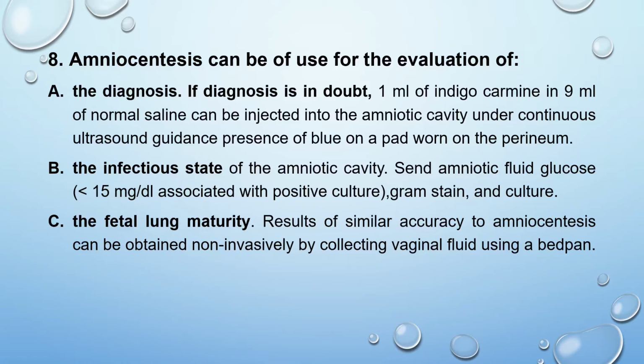Also, amniocentesis can be beneficial in assessing the infectious state of the amniotic cavity. Send amniotic fluid for glucose; if we have less than 15 mg per deciliter associated with a positive culture, Gram stain can also be done, and also culture for sensitivity. And the most important point is fetal lung maturity. The result of a similar accuracy to amniocentesis can be obtained non-invasively by collecting vaginal fluid using a bed pan.